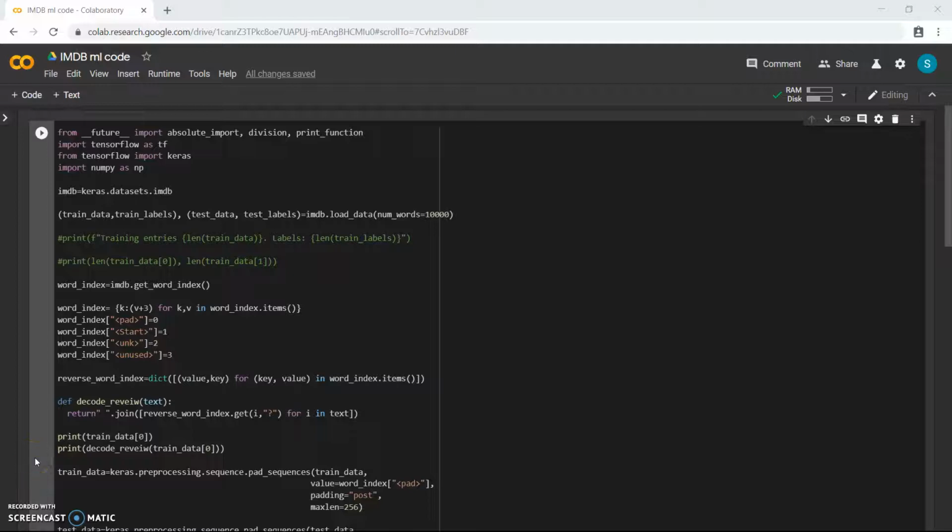Hey guys, so today I'm going to be going over a code I made to classify movie reviews from IMDb. Essentially, it's a supervised machine learning algorithm that looks at around 50,000 reviews from a data set and classifies them as either a positive review or a negative review.